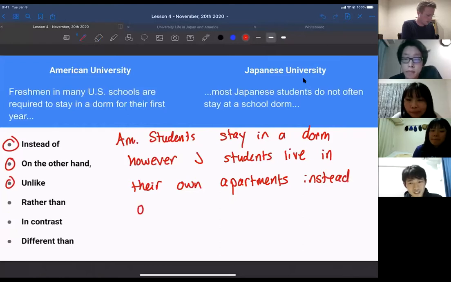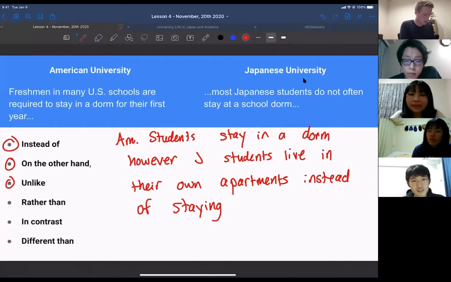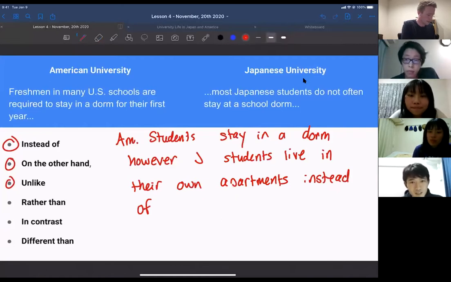Very good. Instead of staying in a dormitory. Let's just say instead of a dormitory. I think it's easier.